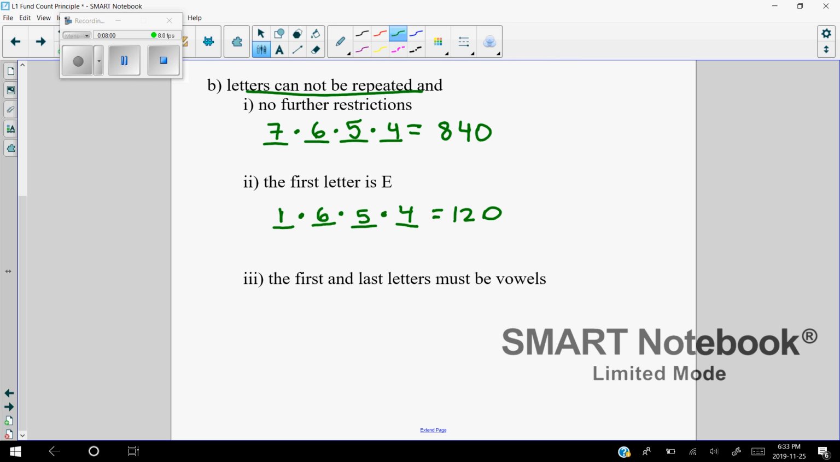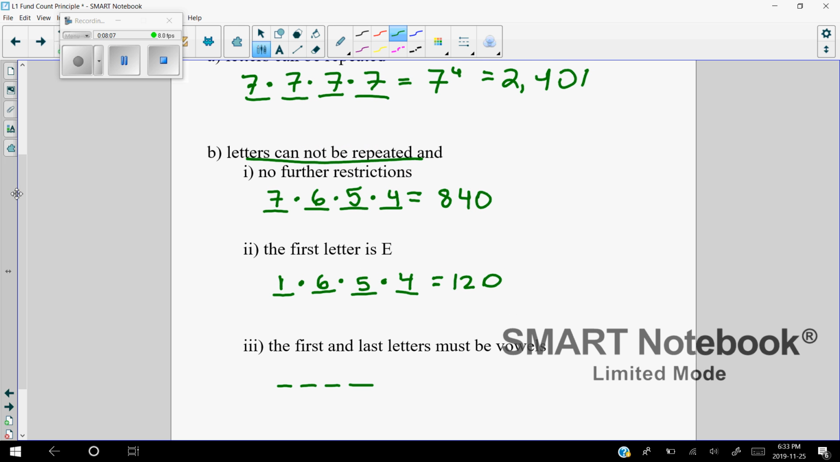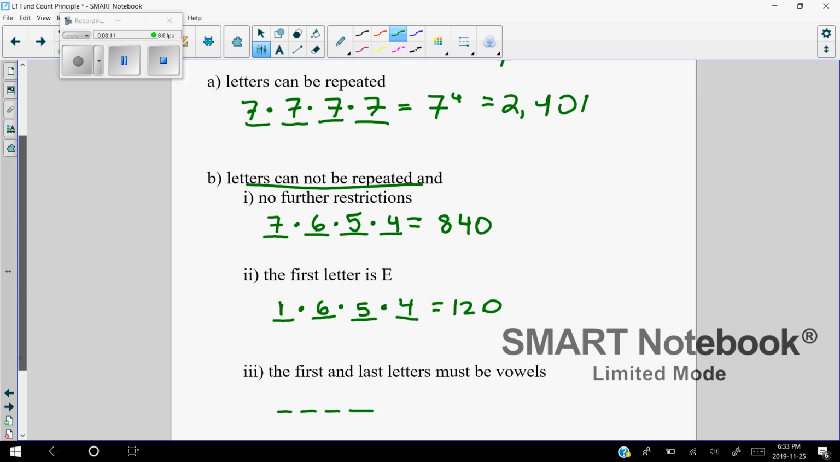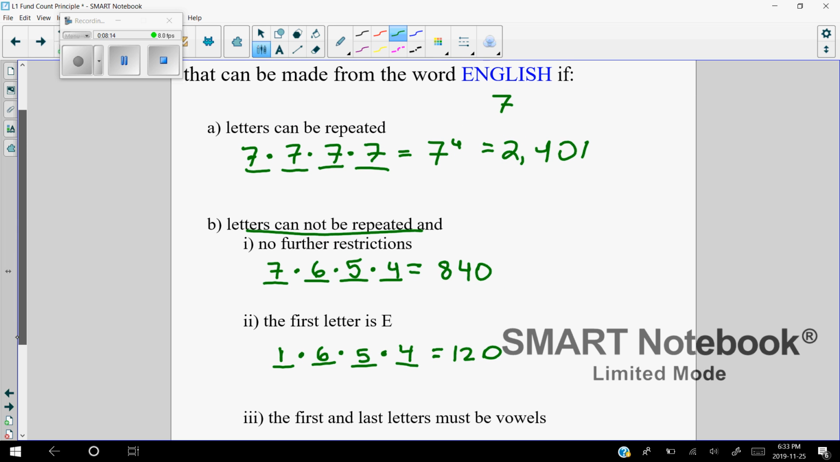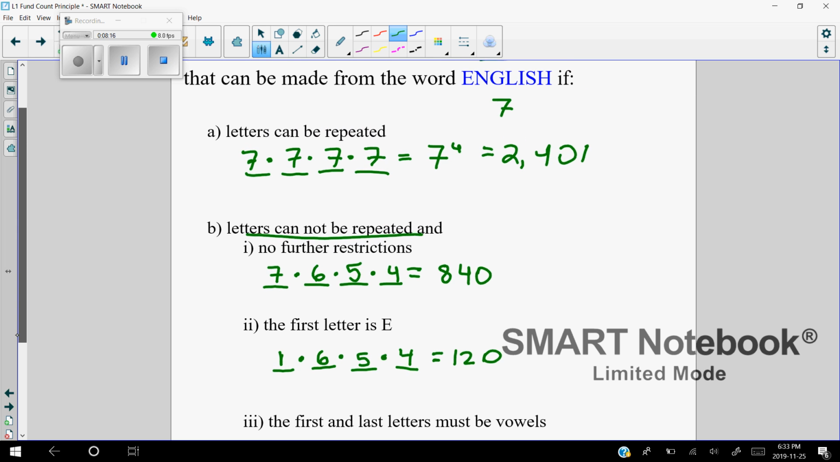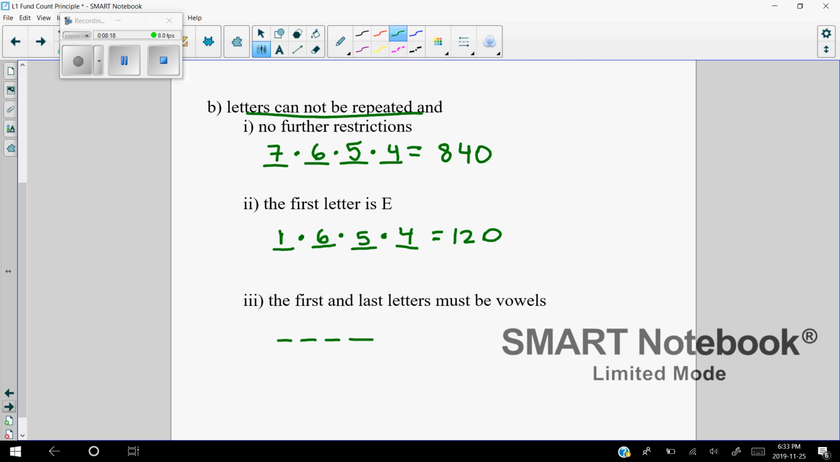Okay, and then the first and last letter must be vowels. If there are restrictions that have to do with where the letters are, always do those ones first. The word English has an E and an I in it, which means it has 2 vowels. So I have 2 letters to pick from for this first spot. But after I use one of those vowels up, I only have 1 to pick from for the last letter.